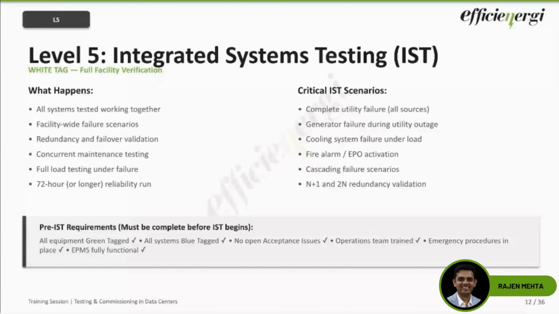Pre-IST requirements must be met before the complete IST begins. That is also necessary. For example, all the equipment must be green tagged, as I mentioned, and all systems must be blue tagged. So equipment green tagged, systems blue tagged, right? Individual equipment during L3 and individual systems during L4. No open issues from previous stages, and this is where tracking completion status is very important.